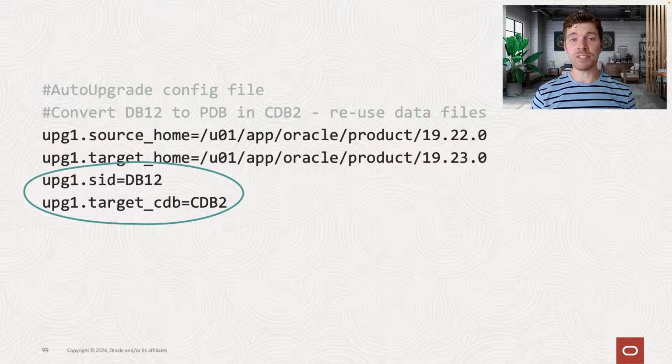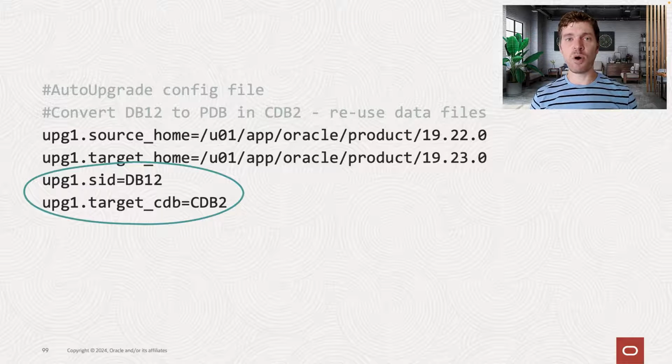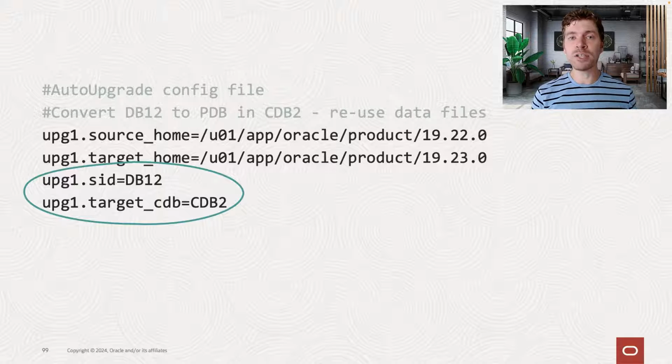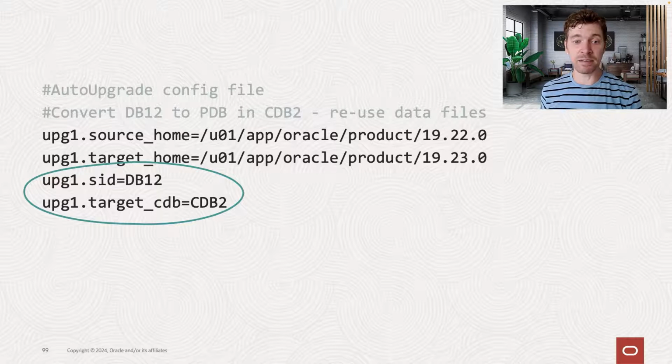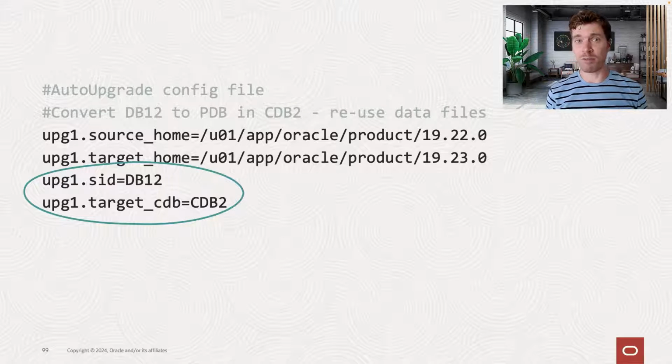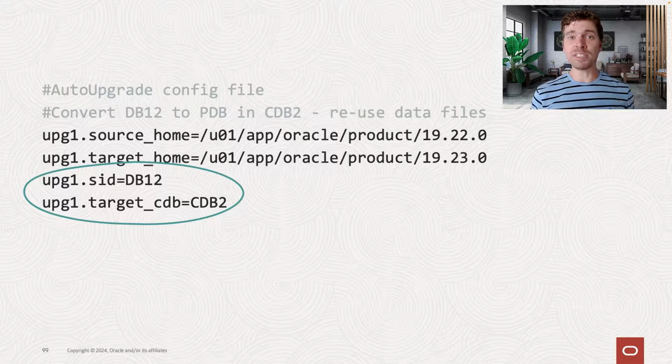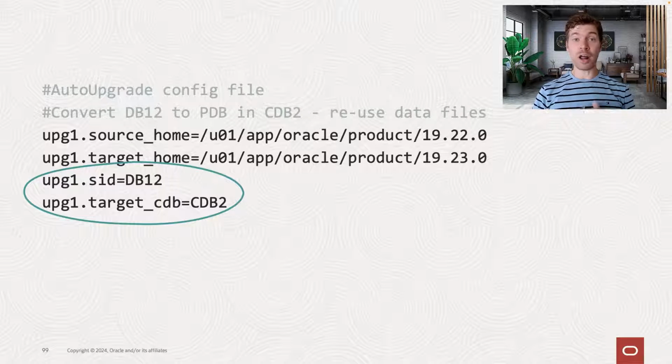How do we do that using AutoUpgrade? With AutoUpgrade, you simply specify what is your database, what is your source home, target home, and where do you want this database to be plugged in. So here in this example file, we see that we are using AutoUpgrade, but we are actually not upgrading anything. Here, the source home is 19.22. The target home is 19.23.